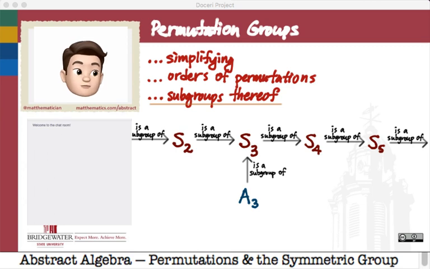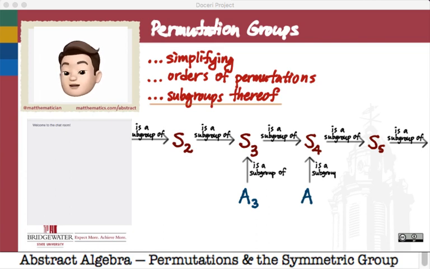But one of the words we use is index. Index is just the ratio between the size of the order, let's use the right word, the order of the parent group and the order of its subgroup. And the index of the alternating group inside of the symmetric group is 2. And we say that because it has half as many elements as the large group does.